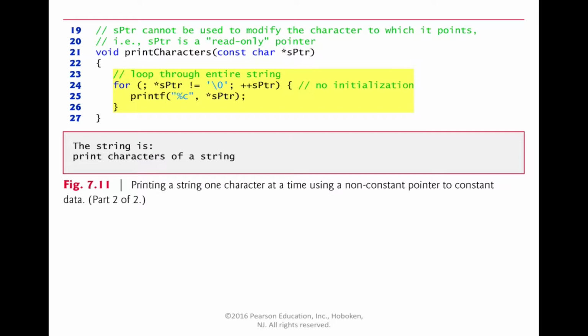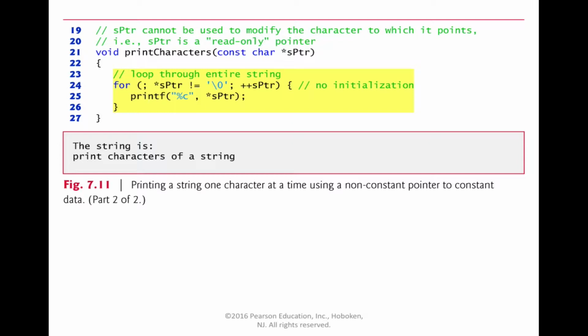So let's take a look at how we would do this. We're using the for loop. Notice there's no initialization statement because we're not setting up a loop control variable. The pointer is going to move through the array. Again, notice that we have a const character pointer.